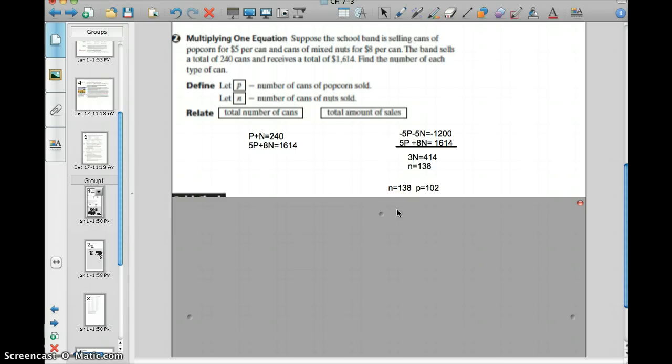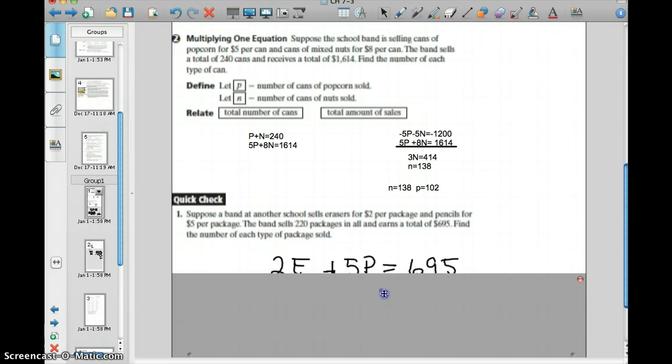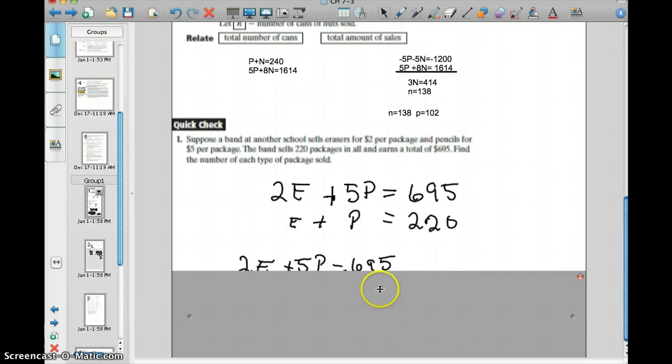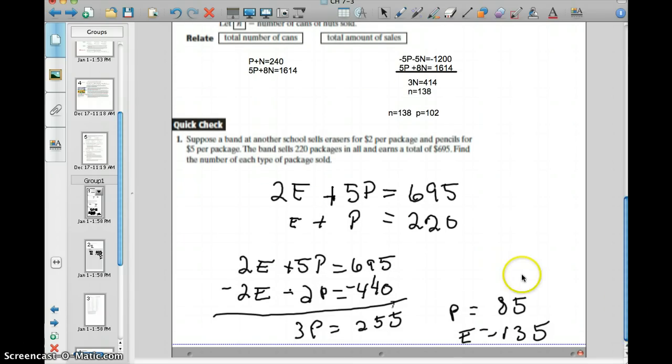If you've tried the quick check, go ahead and try those. Again, I know we do some of these in class, but I'd like you to try them tonight. Warning, I'm going to give you the answers now, so pause if you need some time to do them. The answer to this quick check here is going to be, oops, there's my system. It's very poorly written, but I get P to be 85, and then E, which is erasers, to be 135 for this situation. So here's a situation where we had to solve the system, and then I multiplied my second equation by -2 to solve. Could I multiply by 5? Sure. Am I better at my 2's than my 5's? Probably. So again, it's a personal preference here a little bit, but just make sure you're accurate and double check your work. Let's move on to the third and final example here.